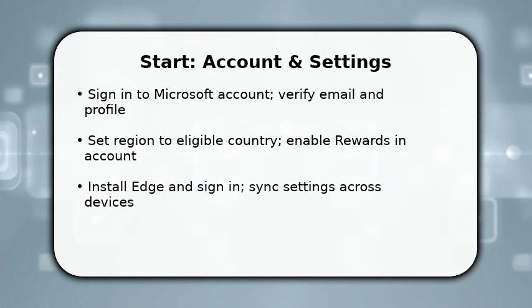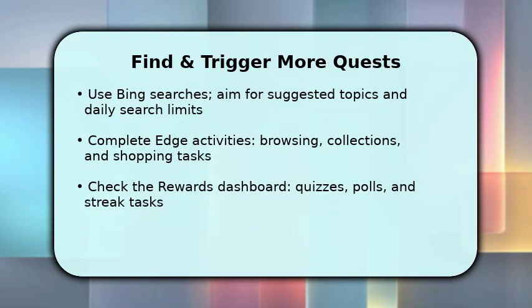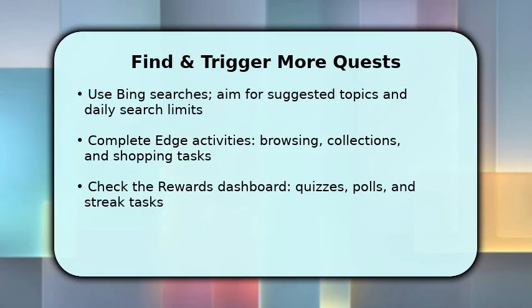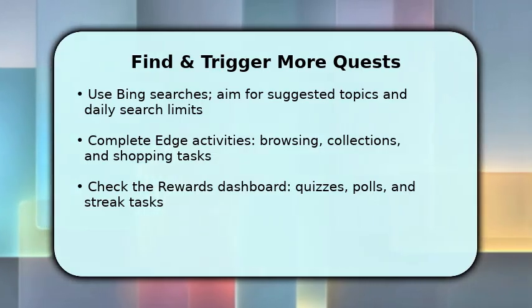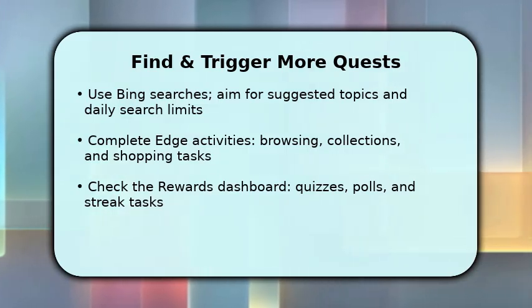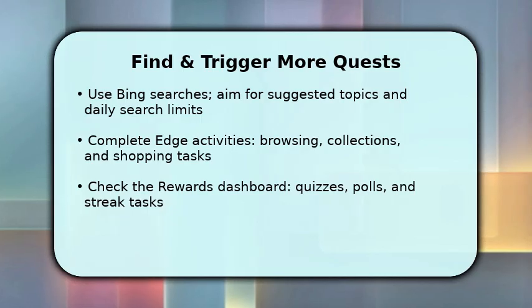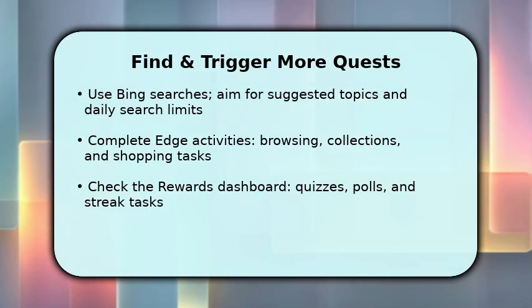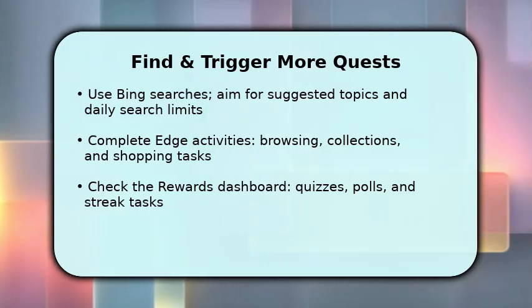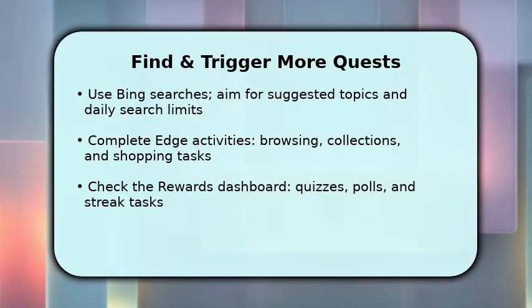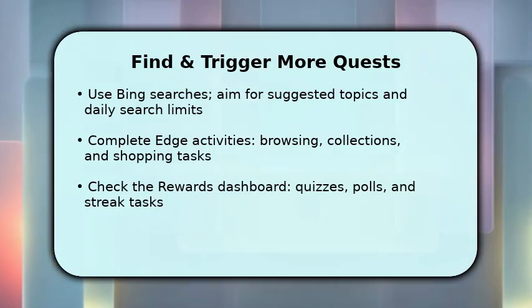Once your account and browser are ready, actively trigger quests by using the services Microsoft tracks. Perform targeted Bing searches on suggested topics and reach daily search limits on PC and mobile. This often spawns bonus quests. Use Edge features like collections and the shopping sidebar to unlock activity quests. Regularly open the rewards dashboard to accept quizzes, polls, and streak challenges. Accepting tasks quickly is key because some are timed.